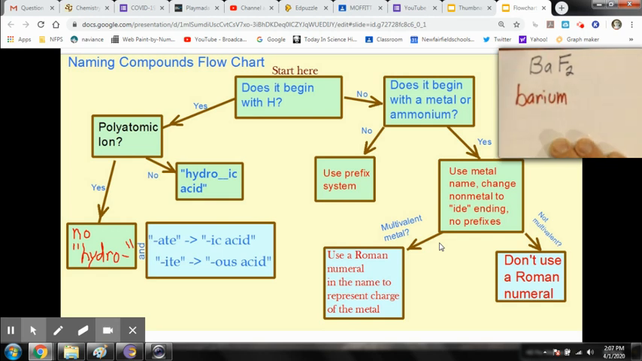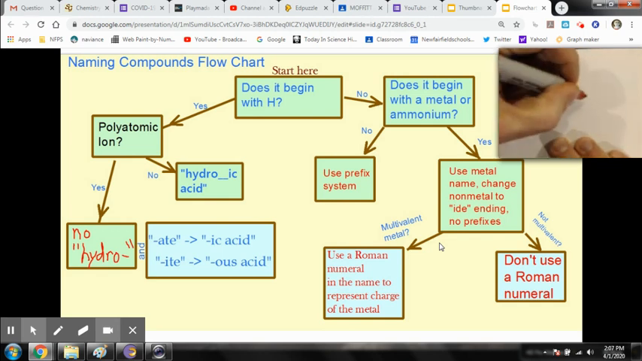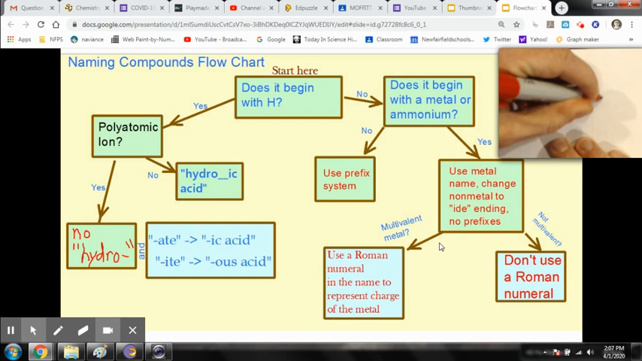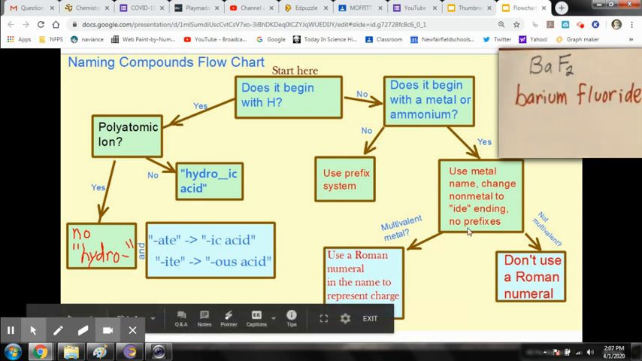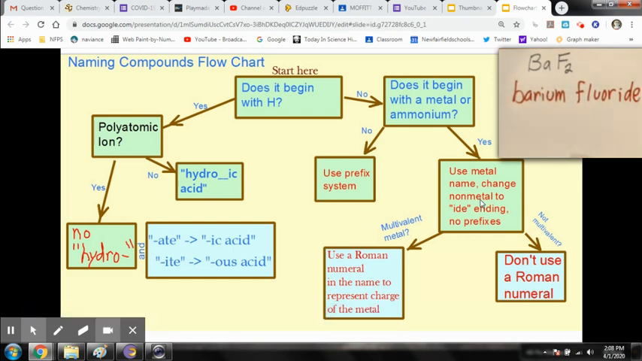And fluorine is the nonmetal. We'll change it to the IDE ending, fluoride. Wait, should we call it difluoride? No. When metals are involved, we do not use the prefixes like di and tri and mono and that other stuff. And so there you are, barium fluoride.